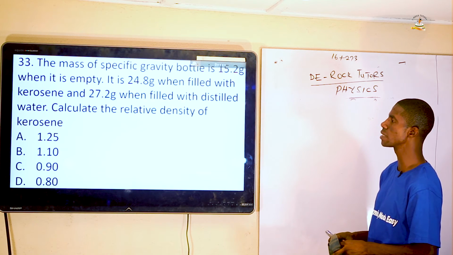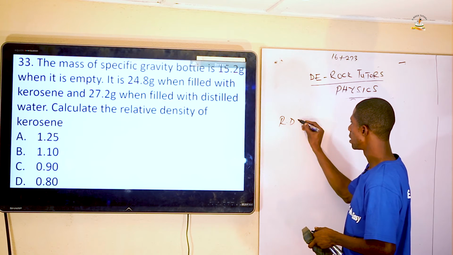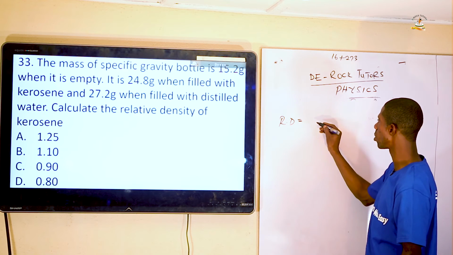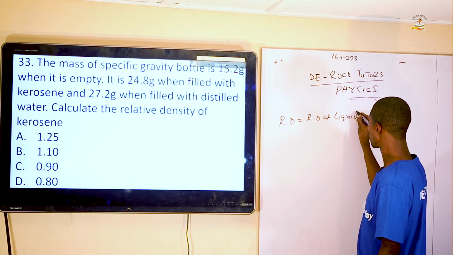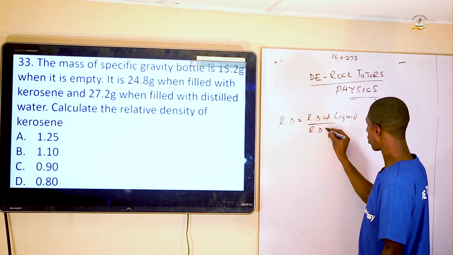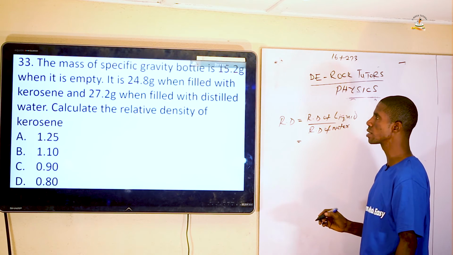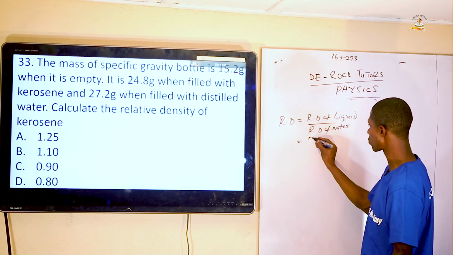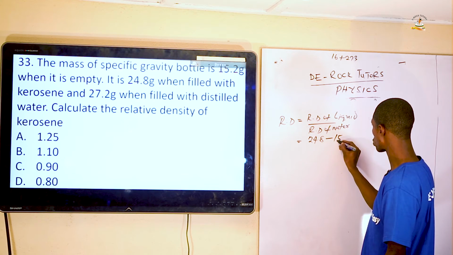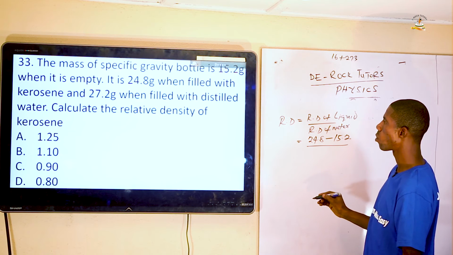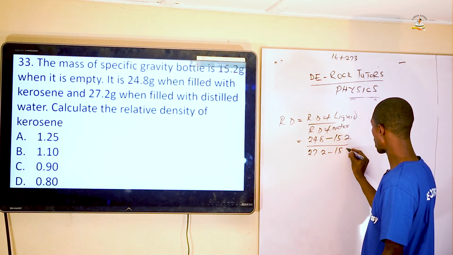So for us now to get the relative density of the kerosene, which is the liquid, we are going to have relative density of liquid over relative density of water. For this, what is the density of the liquid, which is the kerosene? We have it as 24.8 minus the empty bottle, which is 15.2, over 27.2 minus 15.2 as well.